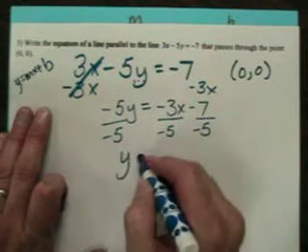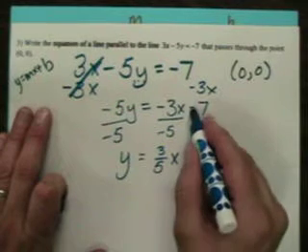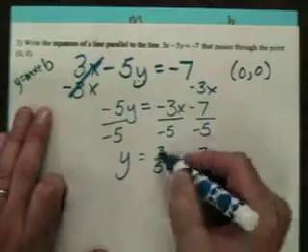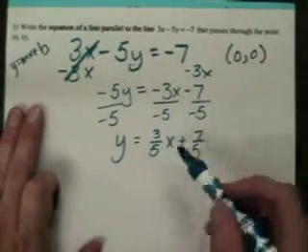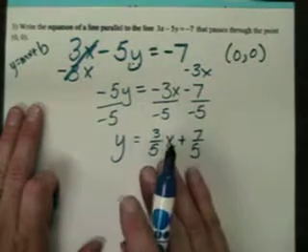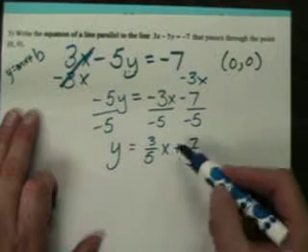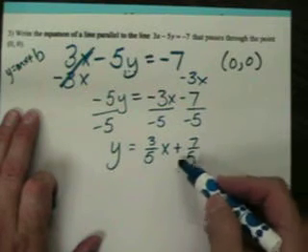And I'll get y equals 3/5 x. And a negative divided by a negative is a positive, so 7/5. Same thing happened here, negative divided by negative. Now I'm ready. What is the only difference between this line and the line that goes through that point? It's right here. It's the y-intercept, or the b.